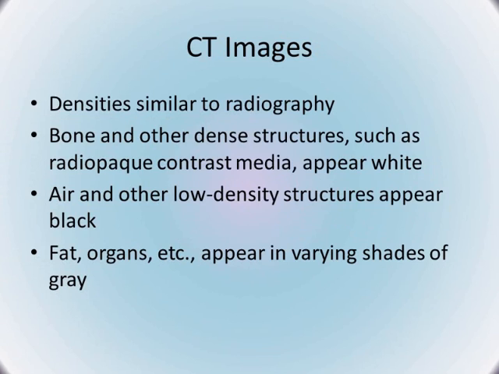CT images have density similar to radiography, where bone and other dense structures such as radiopaque contrast media, which we use barium or iodine, appear white. Air and other low-density structures appear black or dark. The fat, the organs, muscle, etc. appear in varying shades of gray.